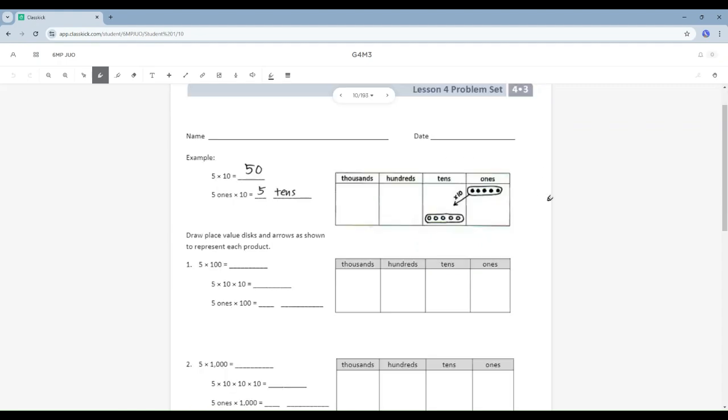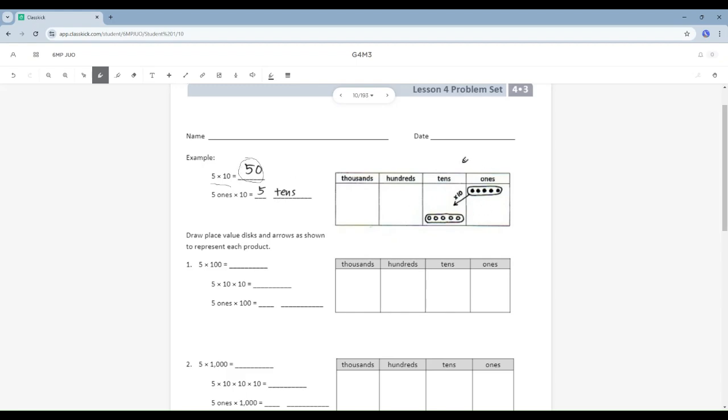So we're going to go ahead and hop in and we're going to really take this example and model a lot of what we do based on this example. In this example, we can see that the problem is 5 times 10, and they give us this answer of 50. But why is 5 times 10 50?